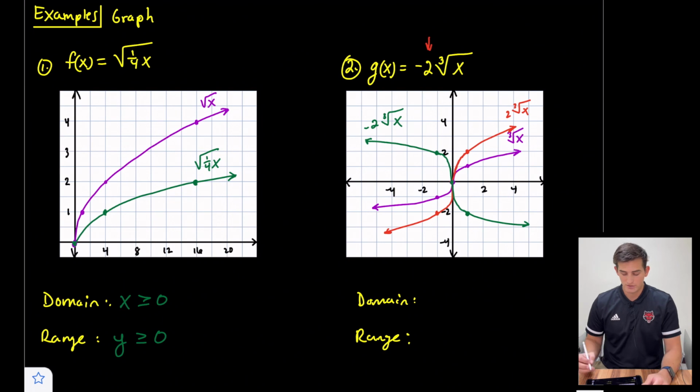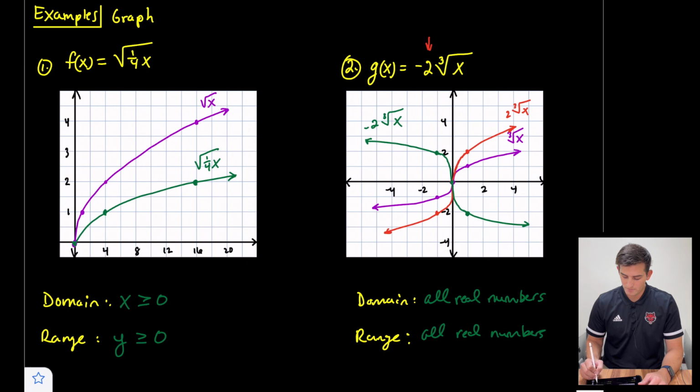Now, domain and range for this one: still all real numbers for the domain, because we are going left forever and right forever, and the range, once again, all real numbers. So that's how you can graph some radical functions.